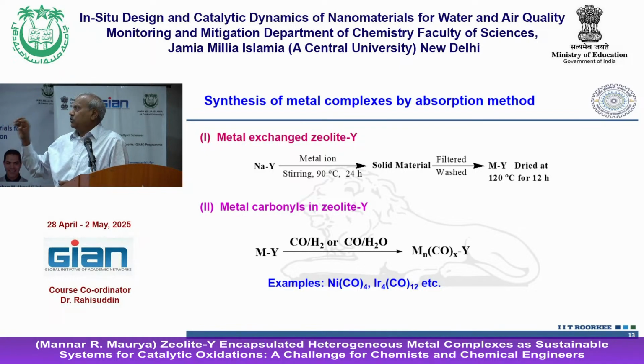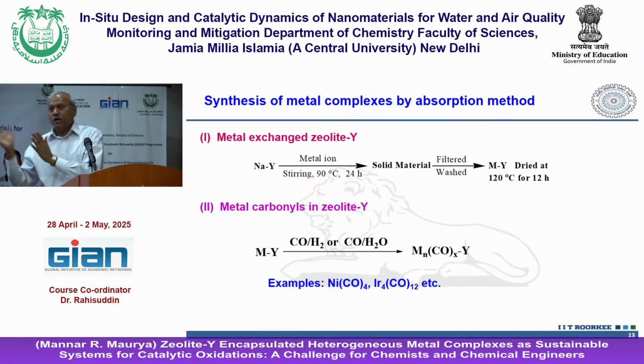when you have metal exchanged solid materials, then pass different gases, like carbonyl. In the morning, your topic was IR with carbon monoxide adsorption. So when you pass a mixture of carbon monoxide and hydrogen, or sometimes carbon monoxide and water, and the metal exchanged zeolite is there, then carbonyl reacts with the metal ion and forms metal carbonyls. Okay, this is called the adsorption method.